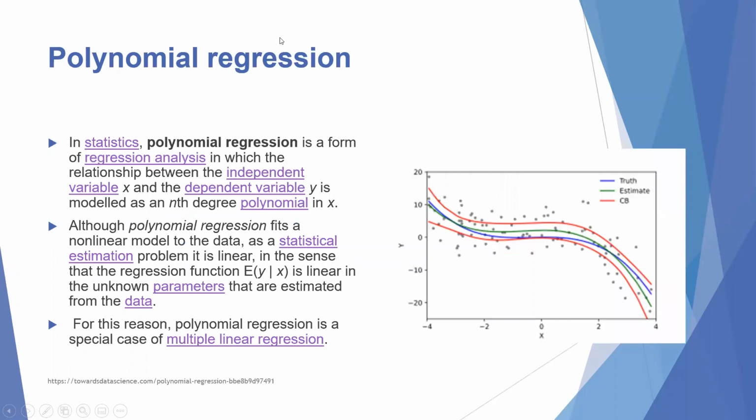There is also polynomial regression, a form of regression analysis in which the relationship between the independent variable and the dependent variable is modeled as an nth degree polynomial in X. Although polynomial regression fits a non-linear model, as a statistical estimation problem it is linear, in the sense that the regression function is linear in the unknown parameters that are estimated from the data. For this reason, polynomial regression is a special case of multiple linear regression, as shown in the graph.